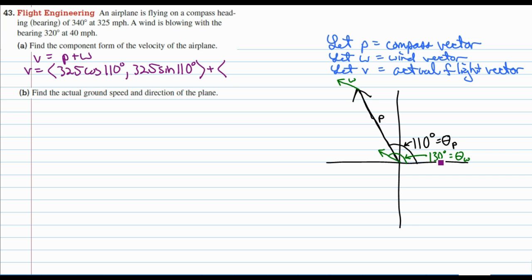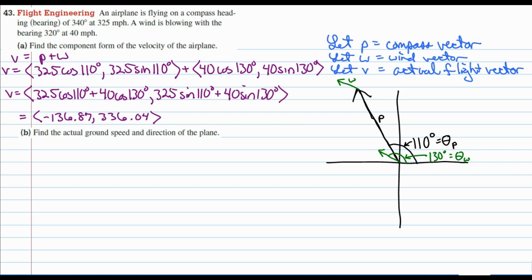And the wind is traveling at 40 miles an hour, heading at a theta of 130 degrees. So after adding the x-coordinates and the y-coordinates together for our compass vector and the wind vector, I get that our actual flight vector is negative 136.87, 336.04, which means that every hour the plane is flying 136.87 miles west and 336.04 miles north.